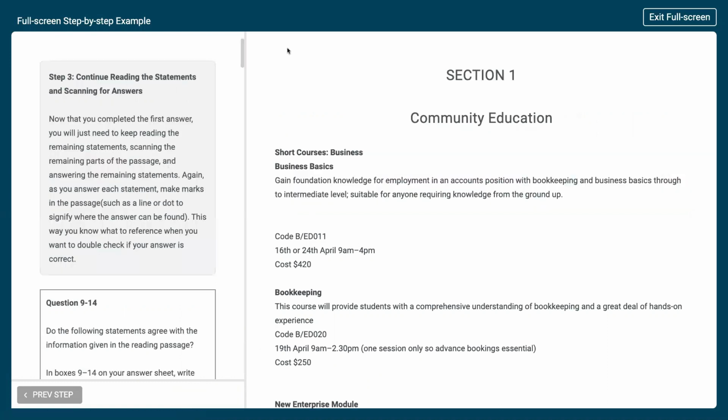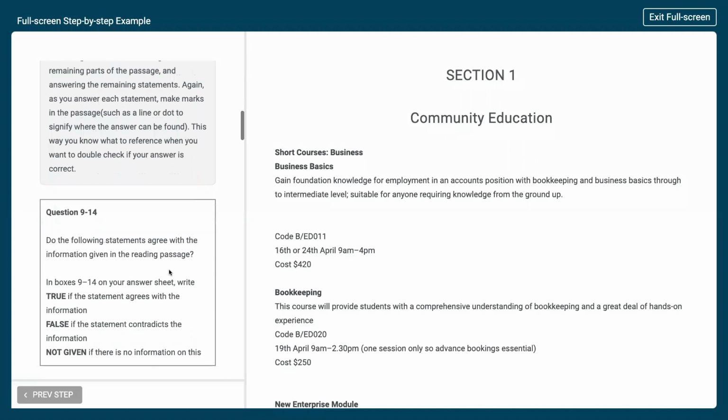Let's go ahead to step 3 now and basically do that for the rest of our questions. We are going to keep reading the remaining statements, scanning the rest of the passage, and answer the remaining statements. And again, as we answer each statement, I'm going to just make a little mark in our passage, like a line or a dot. This will help us reference if we need to double check something. So this is really helpful if we have a difficult question.